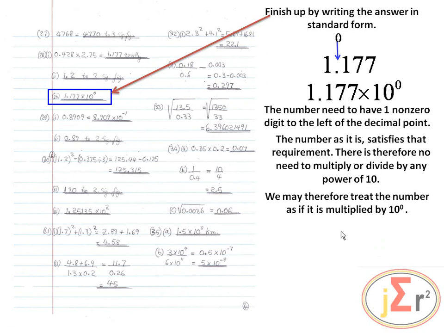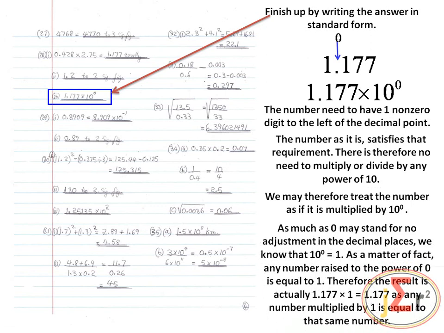Therefore, we have 1.177 times 10 to the power of 0. As much as 0 may stand for no adjustment in the decimal places, we know that 10 to the power of 0 is equal to 1. As a matter of fact, any number raised to the power of 0 is equal to 1. Therefore, the result is actually 1.177 multiplied by 1, and that is equal to 1.177, as any number multiplied by 1 is equal to that same number.